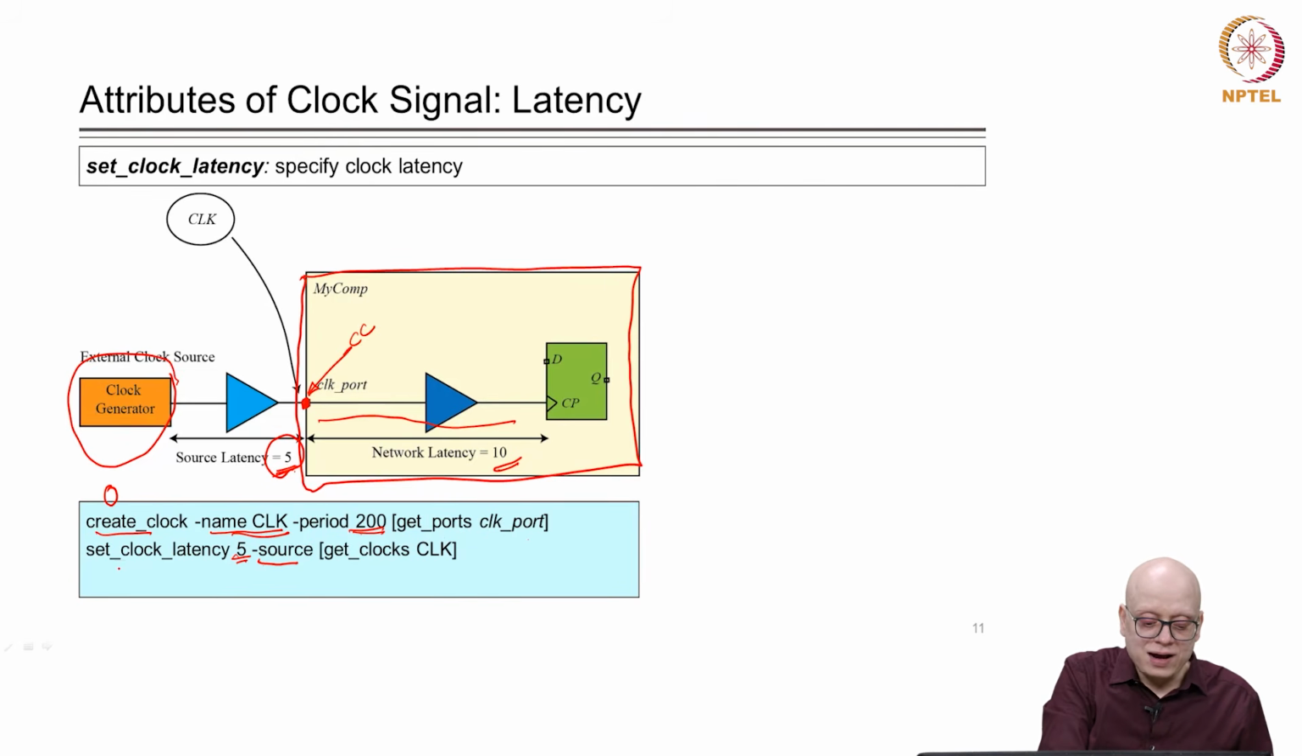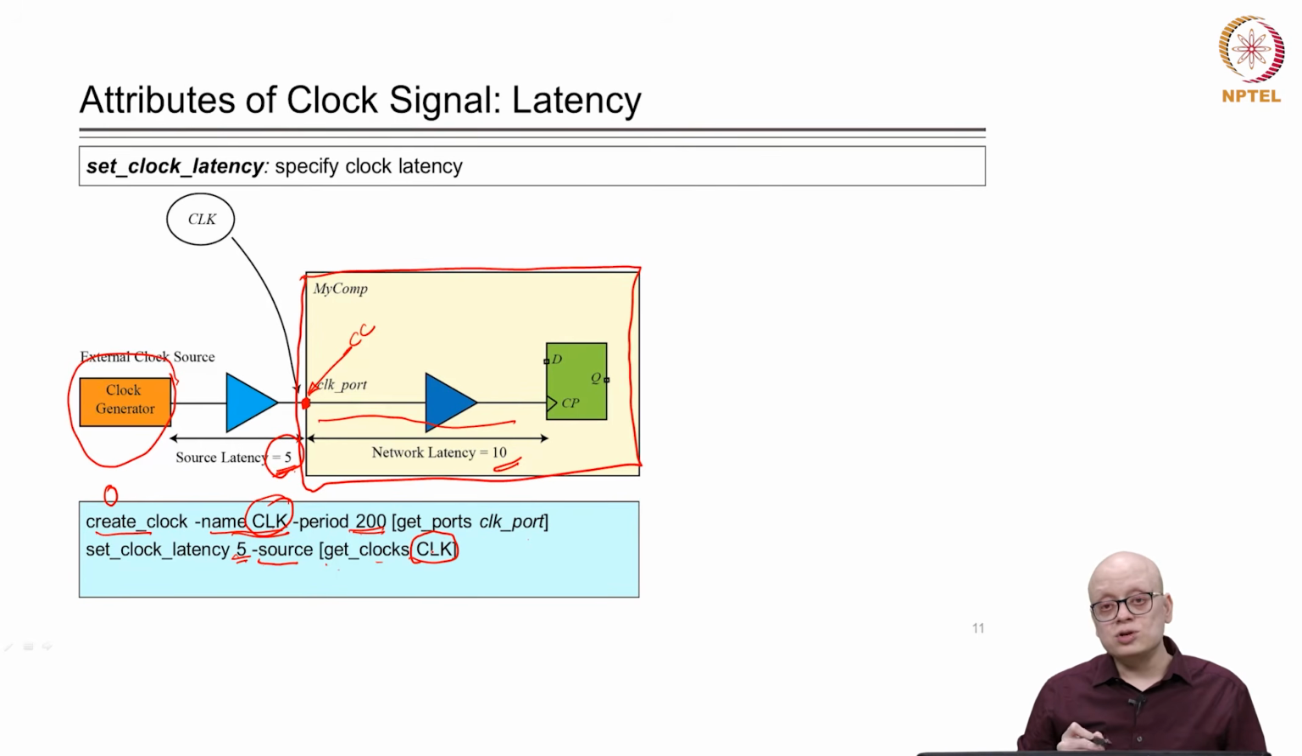So, we define that using the command set_clock_latency and use the option -source to define that it is a source latency, and then we use the command get_clocks, and here we use the name that we have given to the clock. So, the name was CLK, right. So, we have used here get_clocks CLK. So, this is how the name of the clock is used in the SDC file. We can refer to any clock in our SDC file using the command get_clocks, right.